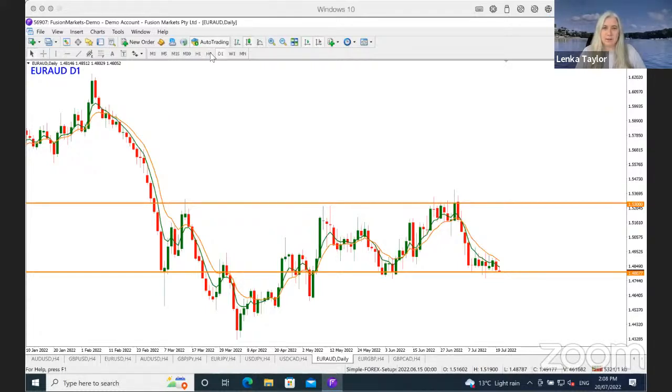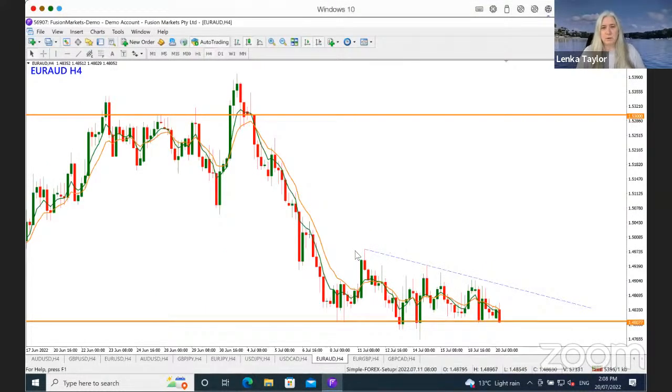So on the 4-hourly, what are we looking at? We're just dribbling along that level of previous support. So we're looking for either the break below and then watching. If it breaks below, is it going to come back and be a false break? Or is it going to go further down and come back to retest that support? Then we'd be looking for short.